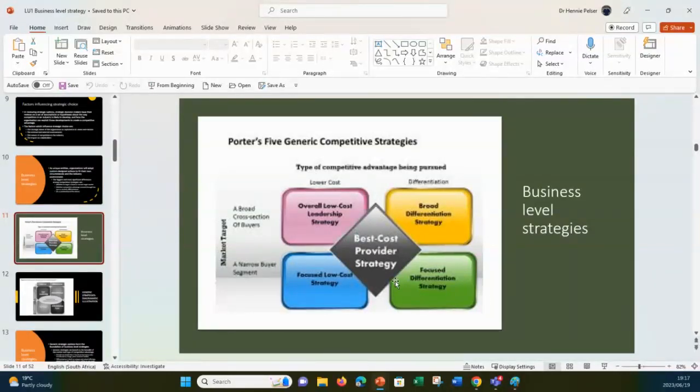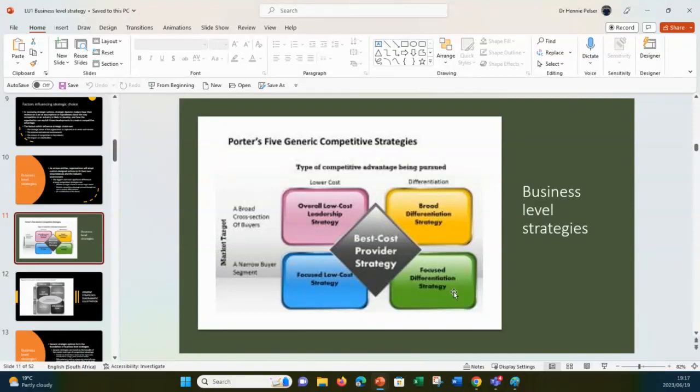Best cost provider will always be your value for money type of strategy. Focused low-cost strategy will always be where we try and find a niche market, and it really is about low cost. It's a unique group of people. And then the focused differentiation strategy would be exclusivity, uniqueness, but for a small group of customers.